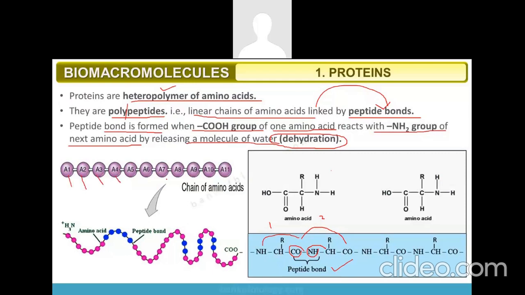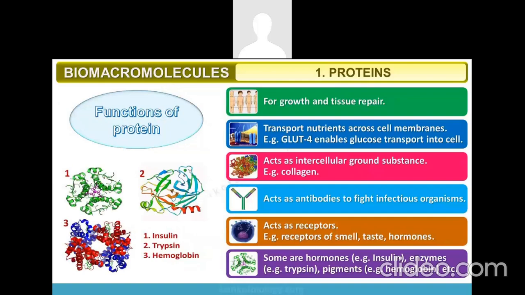As a result, water is released, and this water which is released in the form of dehydration is called the wastewater, and in the process it forms a bond which is called the peptide bond. So here you can find A1 is an amino acid, A2 is an amino acid, A3 is an amino acid, and so on. All of these are linked together with the help of peptide bonds in the middle, which is represented by the white line.